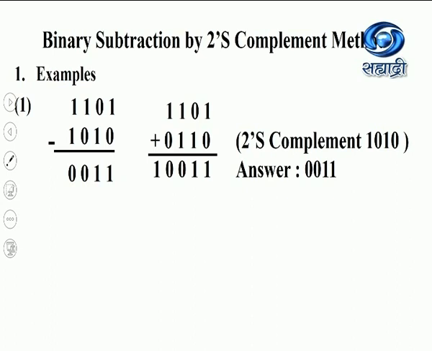Let us solve the same example with the 2's complement method. The first number is 1101 and the second number is 1010, whose 2's complement is 0110. So let us add these two binary numbers. First we start with the LSB. 1 plus 0 is 1, 0 plus 1 is 1, 1 plus 1, sum is 0, carry is 1. So it is carried over to the next column, and 1 plus 1 plus 0 again gives sum 0 and carry 1.